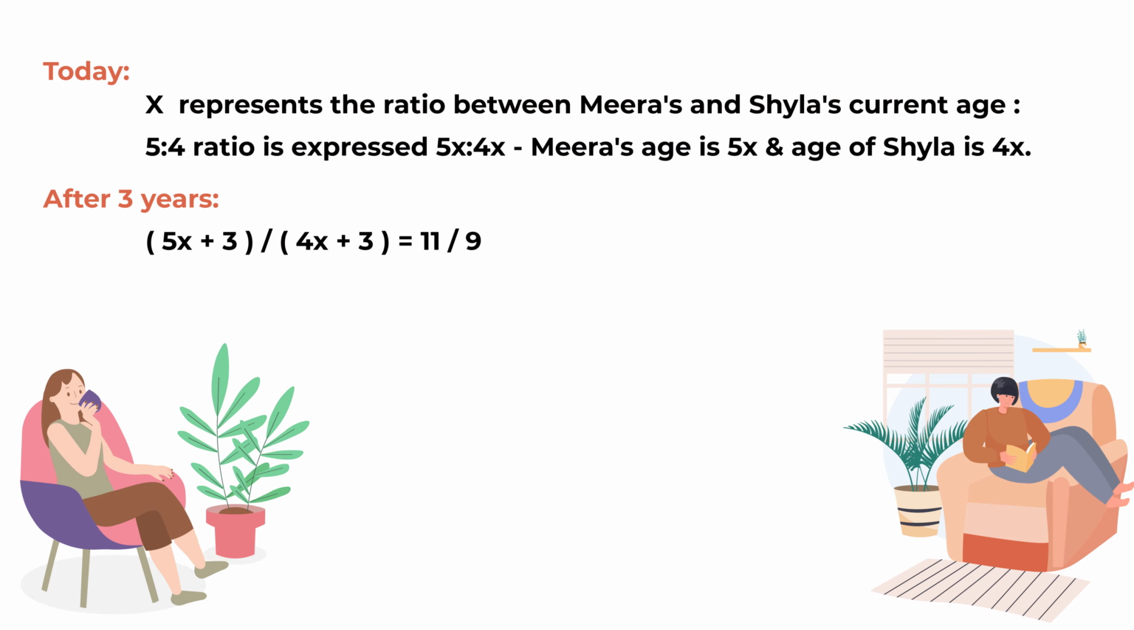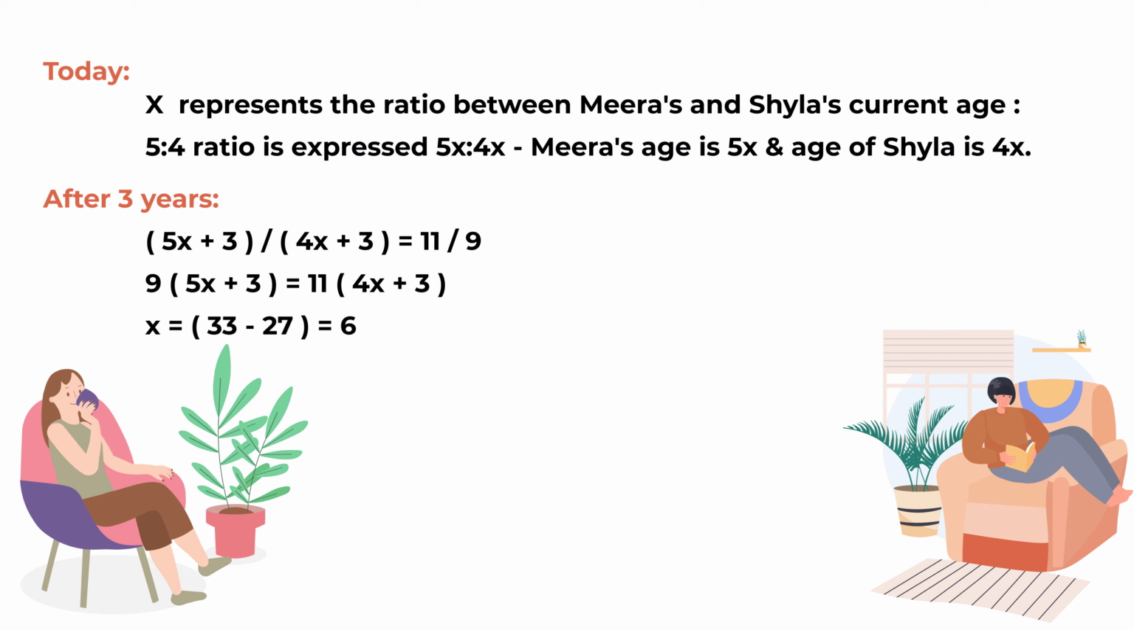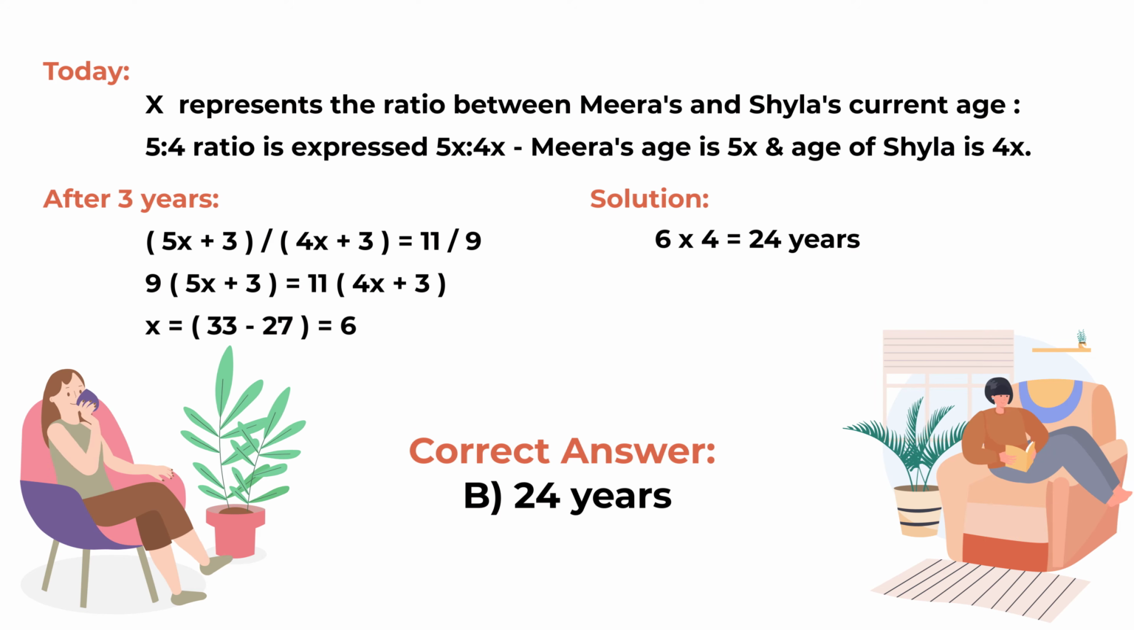After simplification, we will have 9 multiplied by (5x + 3) equal to 11 multiplied by (4x + 3), which means that x will be equal to 33 minus 27, which would be equal to 6. So to calculate the present age of Shyla, we need to multiply 6 by 4, which was her ratio in the initial equation for the current age, which would be equal to 24. So the correct answer is choice B, 24 years old.